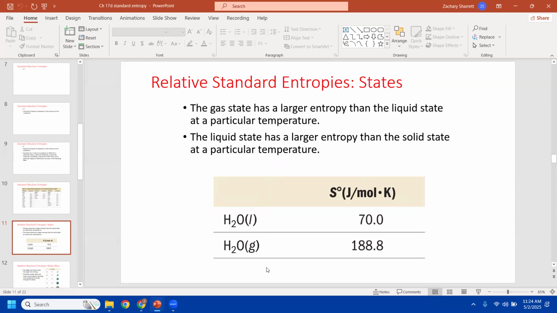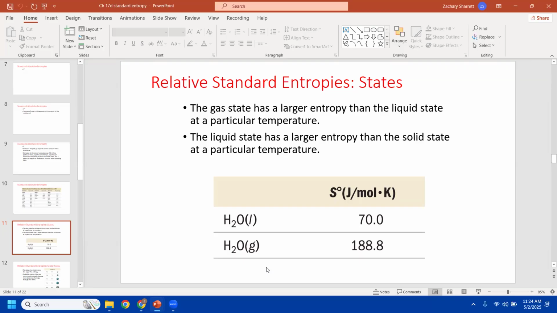Some things to realize. Water liquid is 70, water gas is 188. We've already kind of looked at that, right, Justin? Why would liquid have a lower entropy than gas? Very good. If you had a sample of liquid water versus after it evaporates, the liquid water is stuck to the bottom of, let's just say, a cup. It's open to the air, right? But if we let that liquid water evaporate, it's now spread out and it's going to move around.